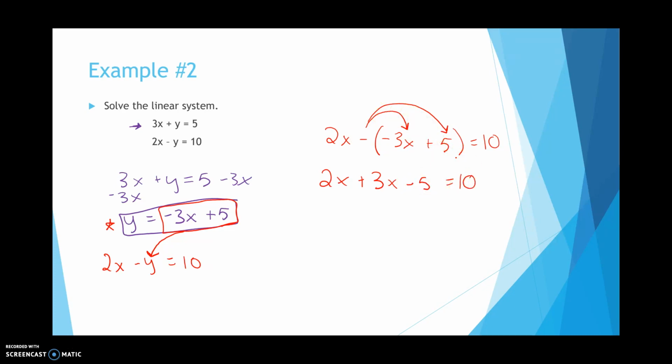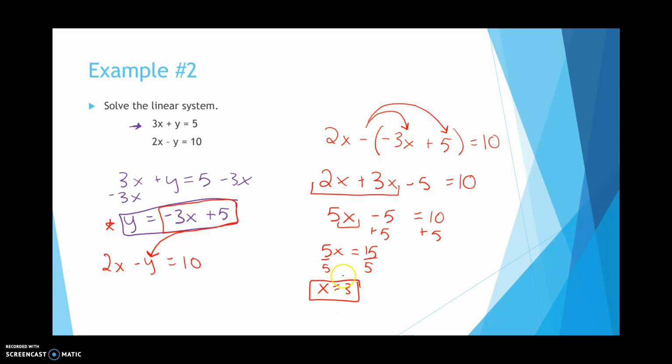So now what I'm going to do is combine my like terms. 2x plus 3x gives me 5x minus 5 equals 10. I'm solving for x here, so I'm going to add 5 to both sides, and I get 5x equals 15. I'm going to divide both sides by 5, and I get x equals 3. So I've solved for x.